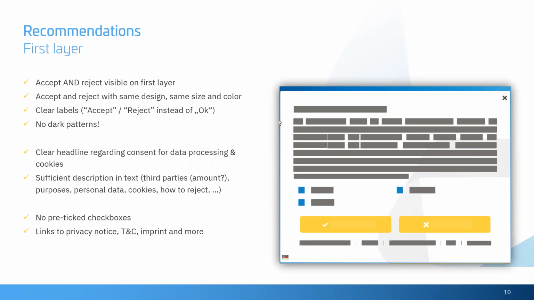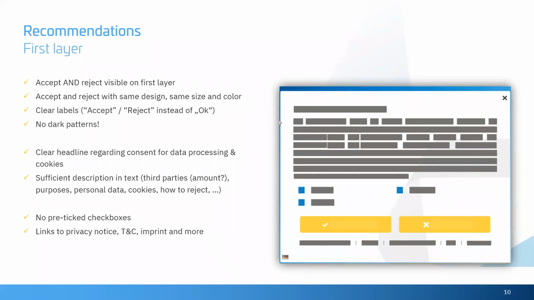Also, these things where you have a settings button and an accept button, most data protection authorities, so the guidelines, clearly say that you need to have two clear buttons with reject. So a settings button and just some reject link in the text is not sufficient.